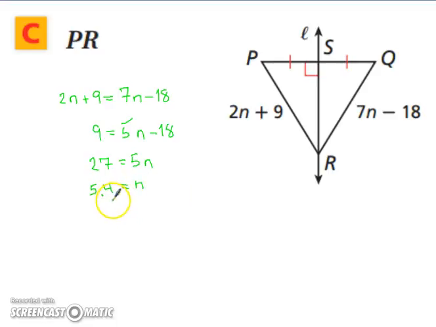So, now we need to figure out what PR is. So we're going to plug this in. So we have 2 times 5.4, and then we're going to add 9, which gives us 19.8.